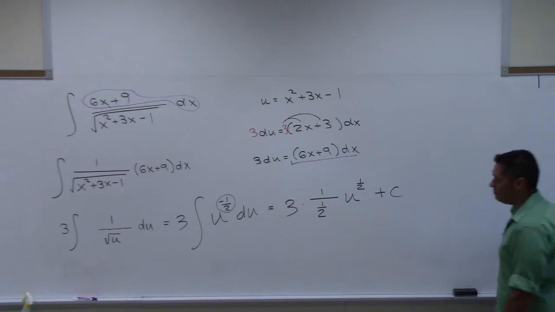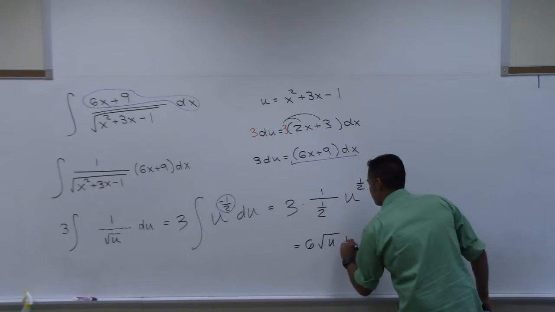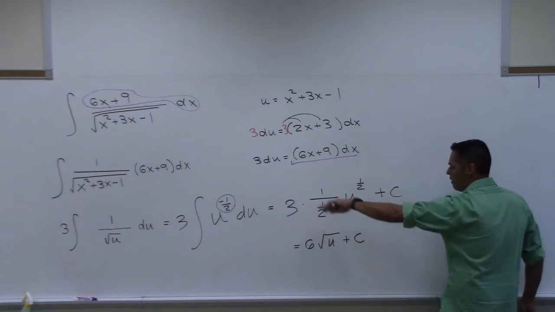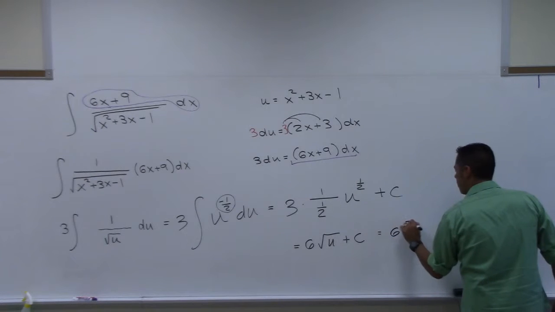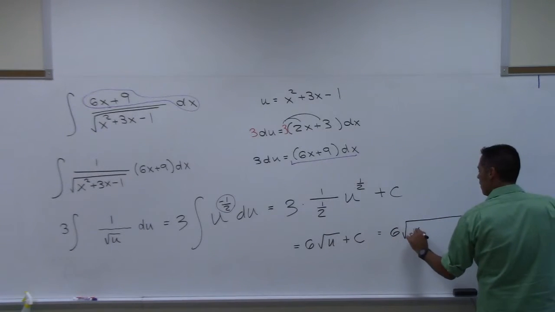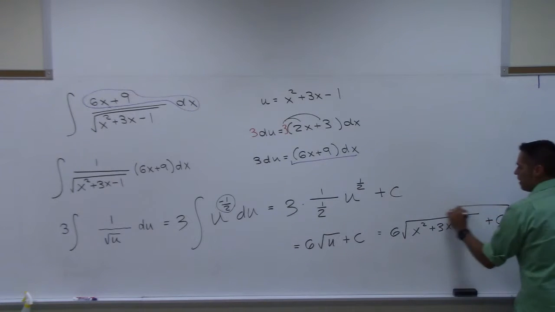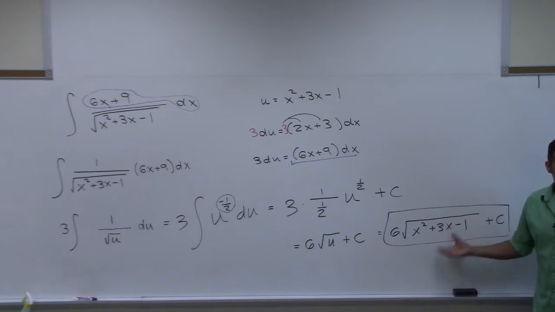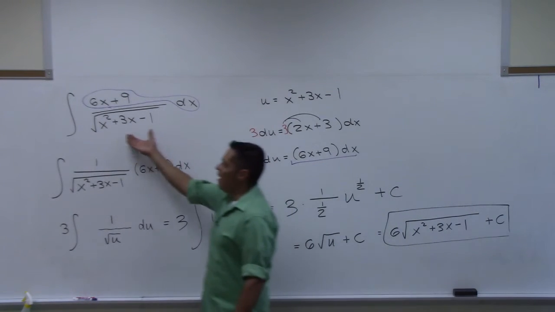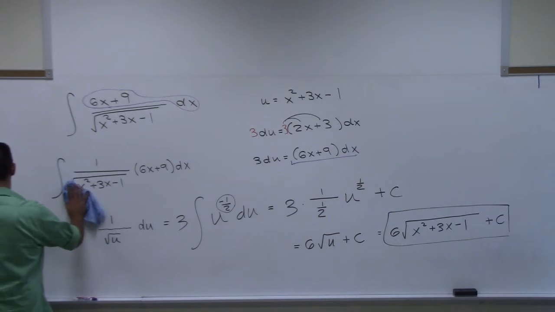Okay, I'm not done. This is 6 square roots of u plus c. So flip, multiply, that's square root. And now, final answer: 6 square roots of u, but u is x squared plus 3x minus 1, plus c. There's my answer. So if I take the derivative of this, I should get that. I won't check it. Ready for another one?